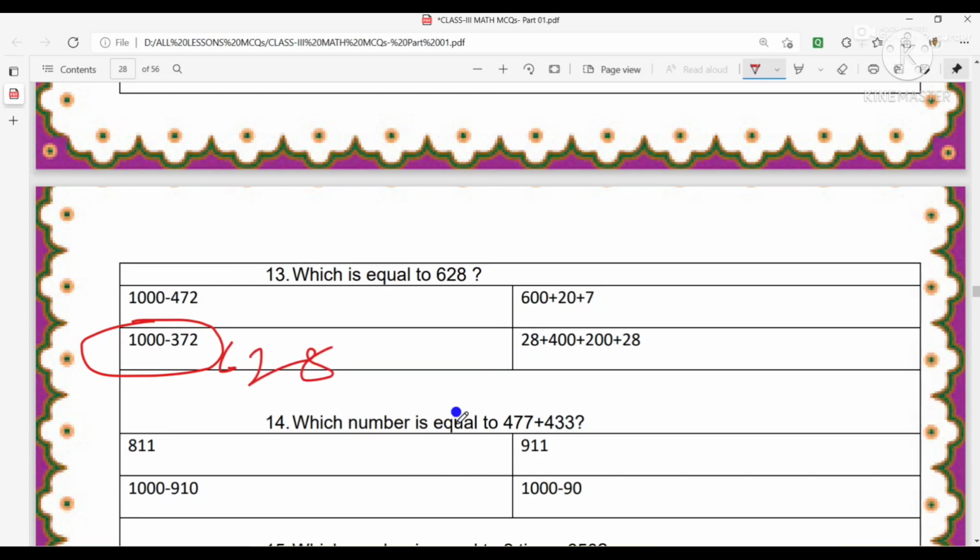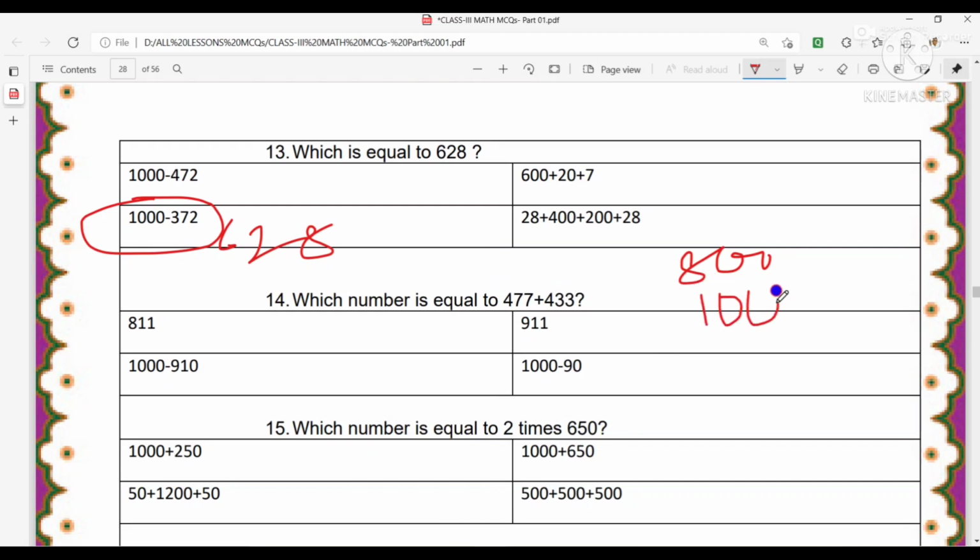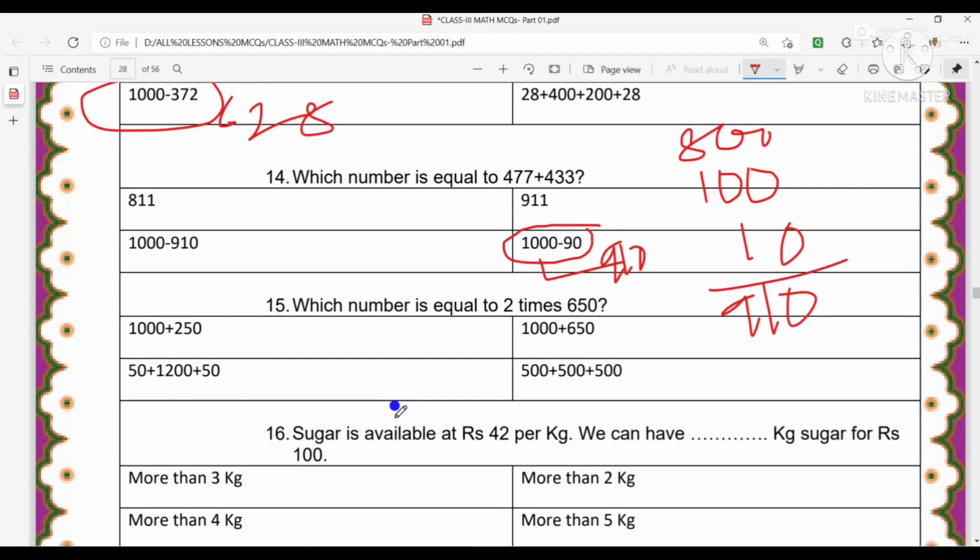Okay, students. Next, which number is equal to 477 plus 433? So 477 plus 433 will be equal to 400 plus 400, 800. Okay. 70 plus 30, 100. Okay. 7 plus 3, 10. So total will be 910. Okay. So where is 910? This one. 1000 minus 90 equal to 910.